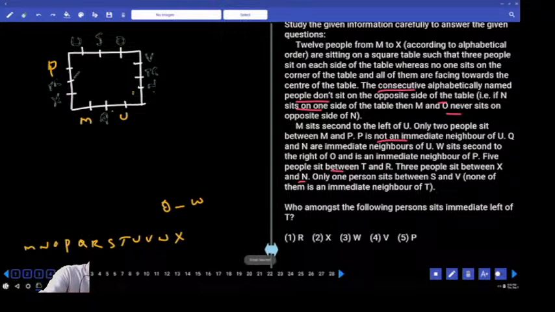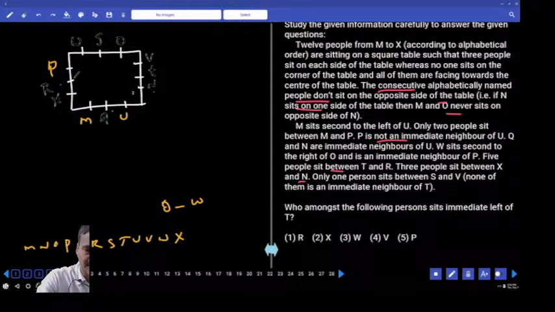Then can we have R at this place? Now T and R, if R is here, then T will be here. R and T, R and T. Now in this case, in between R and T, whether the given information is sufficient or not. Now for P, O and Q cannot be opposite.